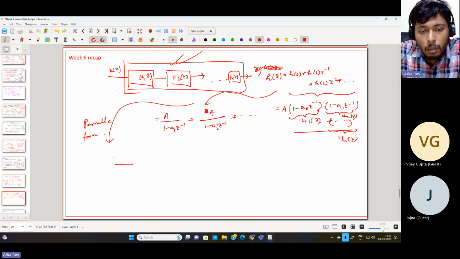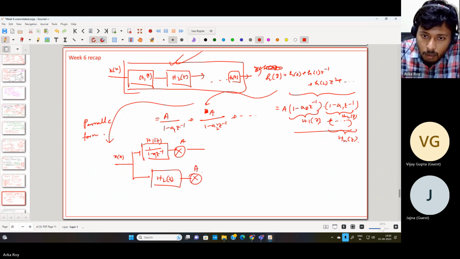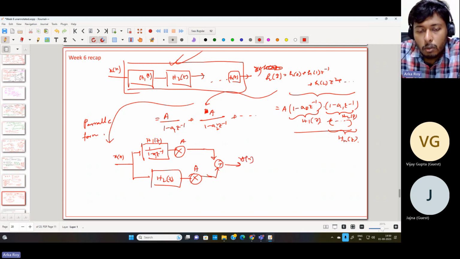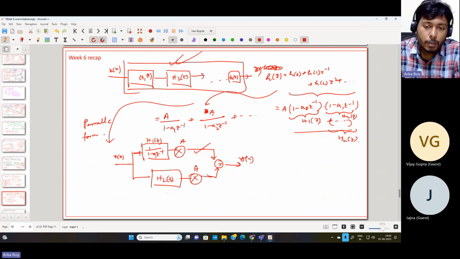So in case of parallel form, you have x of n, and then you are using 1 upon 1 minus a1 z inverse, which is let us consider H1(z), and then you are multiplying with a, and then you are using H2(z), then again multiplying with a, and then you are using an adder over here to get the output. So here you can see that the input is processed in two particular paths, and those two paths are in parallel with each other. So this form is called parallel form representation of filters.